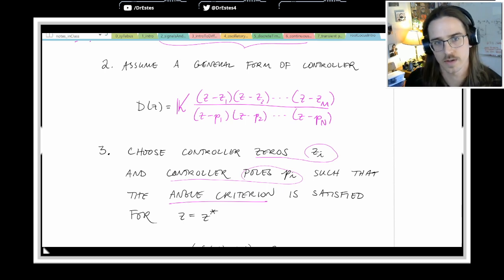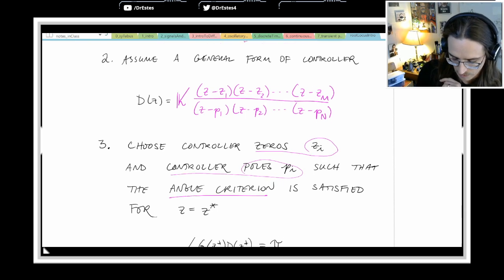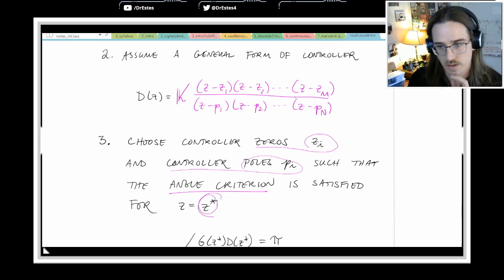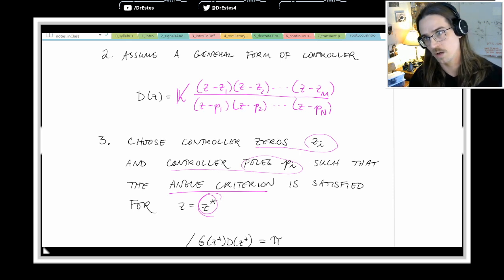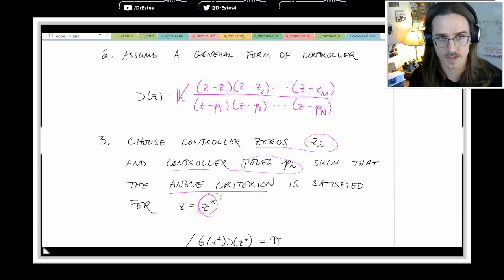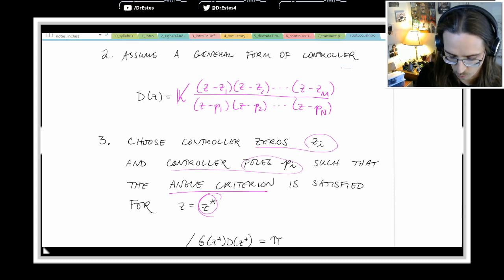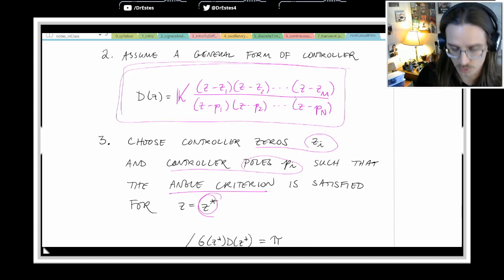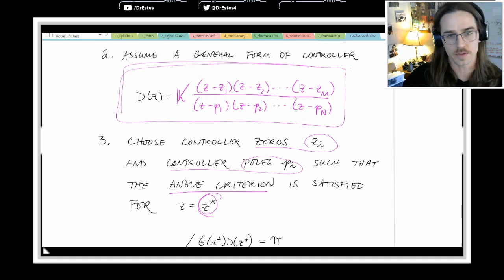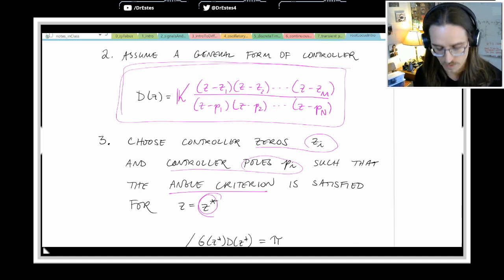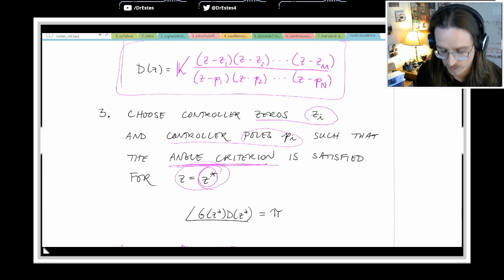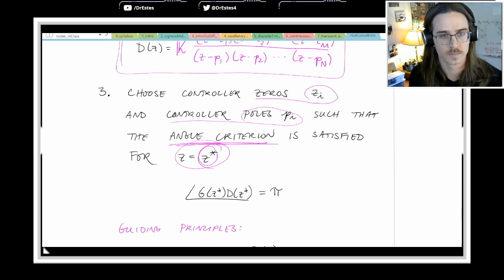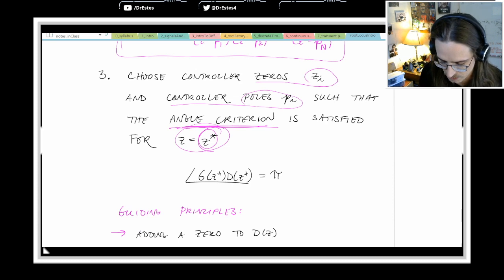Remember, there are two criteria that a root needs to satisfy if it's a closed loop pole. So if we want our closed loop poles to be Z star, they're going to have to satisfy those two criteria. We're going to design this controller to make sure that those closed loop poles meet those criteria. So the first step of the root locus process is we have to choose the zeros and the poles so that the angle criterion is satisfied when Z equals Z star. Remember, this is the angle criterion.